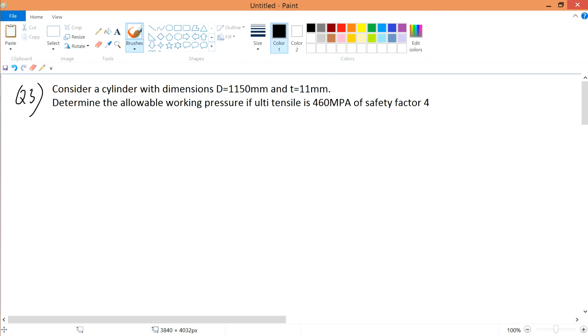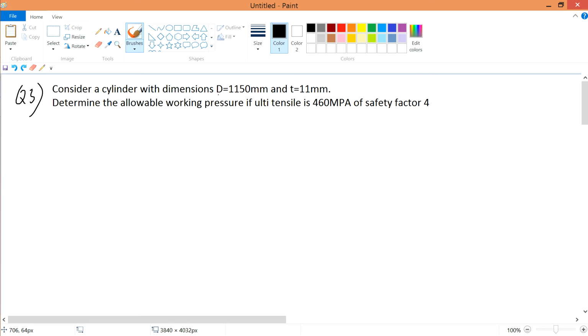This video will talk about question 3, which deals with the thin wall concept. Consider a cylinder with a given diameter and thickness. Determine the allowable working pressure if the ultimate tensile strength and safety factor are given. So how do we do it?